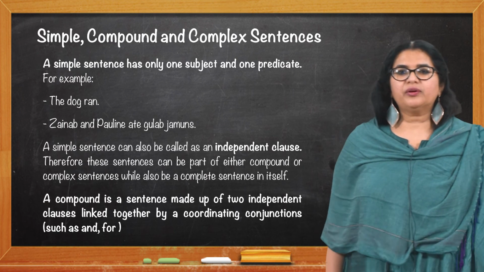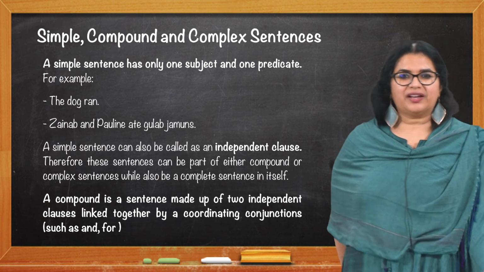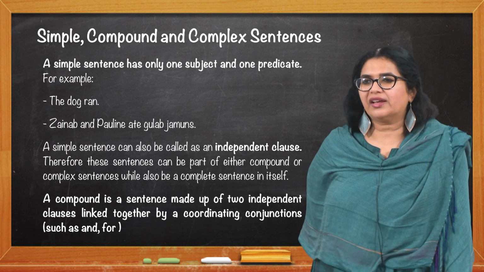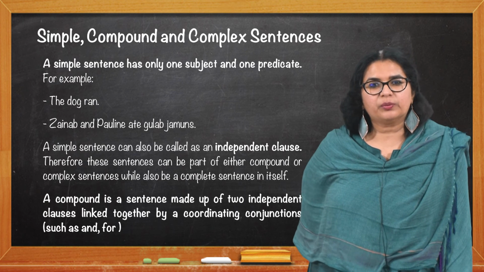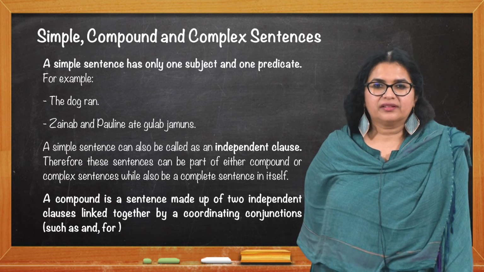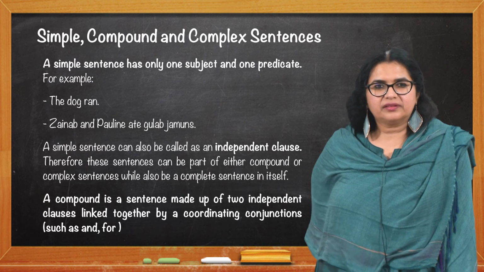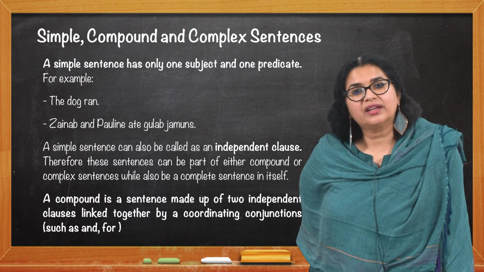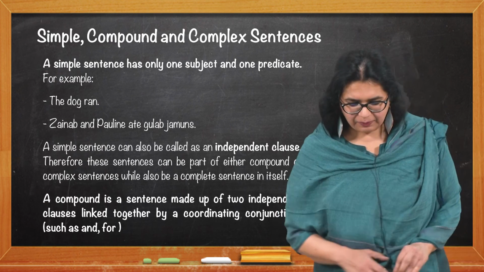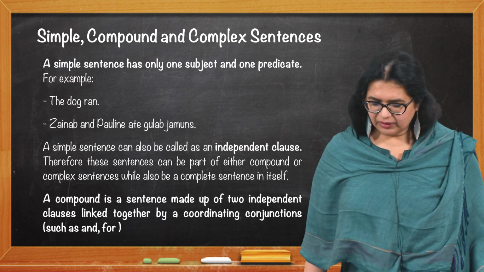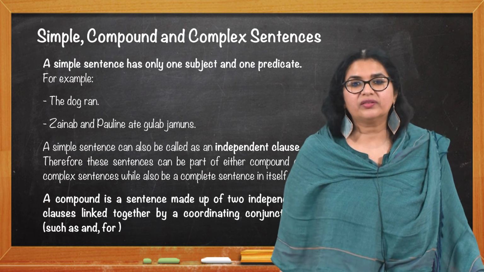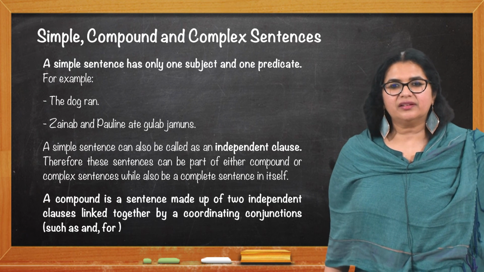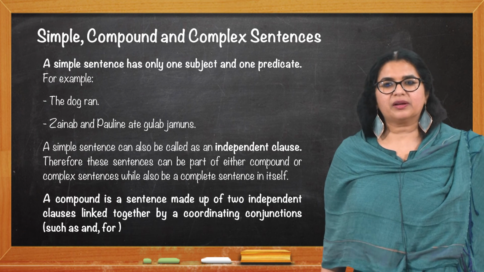Now, simple, compound and complex sentences, how do we define them? A simple sentence has only one subject and one predicate. The dog ran, the teacher spoke, the teacher corrected the writing papers. Zainab and Pauline ate gulab jamun. A simple sentence can also be called an independent clause. Therefore, these sentences can be part of either compound or complex sentences, and can also be a complete sentence in itself.